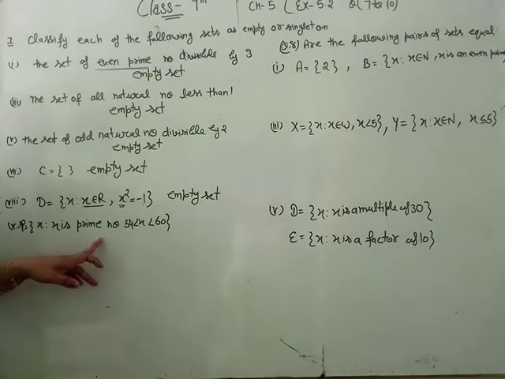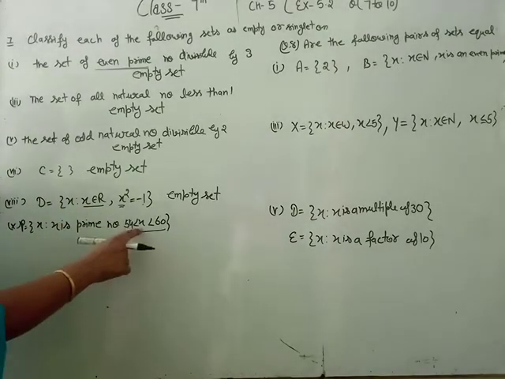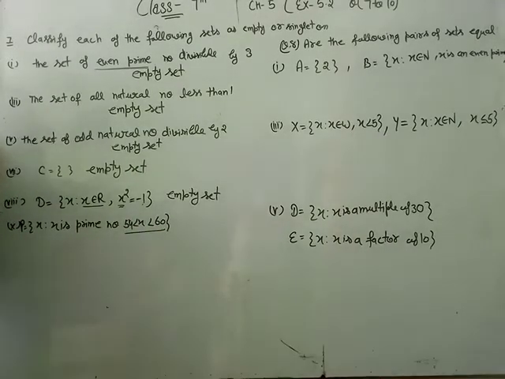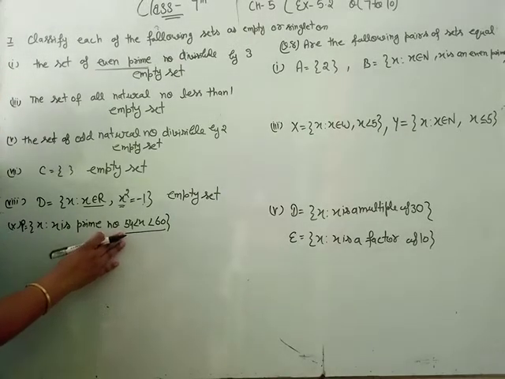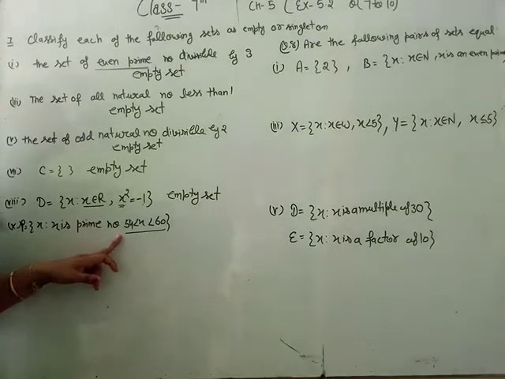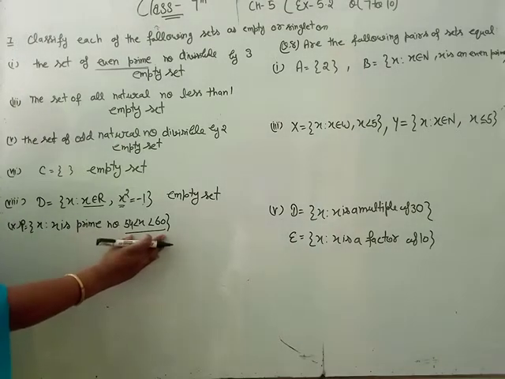Next is set P equal to x, where x is a prime number and lies between 54 and 60. A prime number is divisible by only 1 and itself. So we find prime numbers after 54. 55 is not prime. Next is 56, not prime. Next is 57, also not prime. Next is 58, not prime. Next is 59. Students, 59 is a prime number, and it lies between 54 and 60.